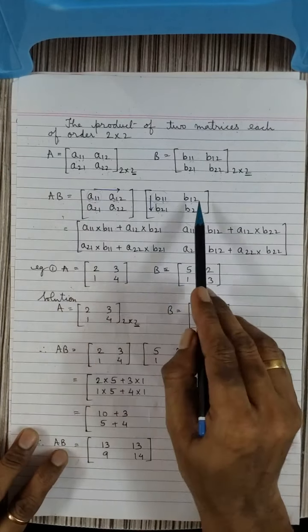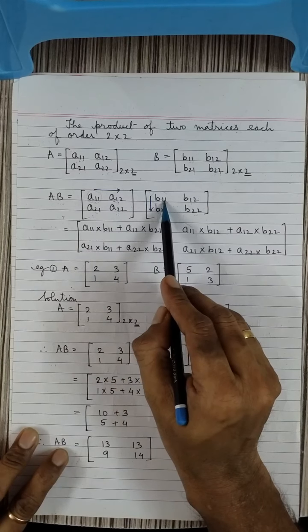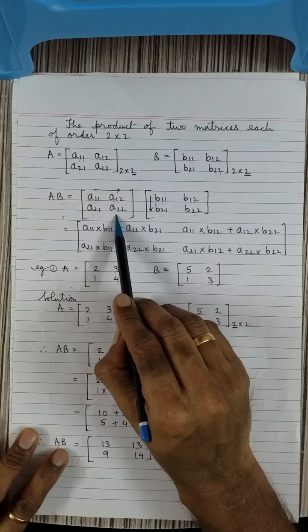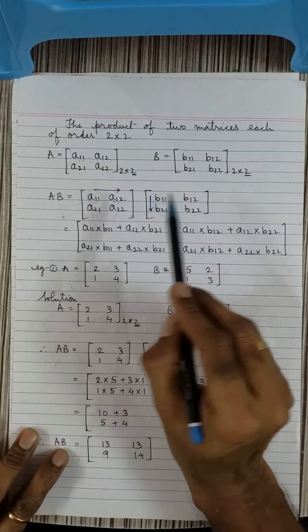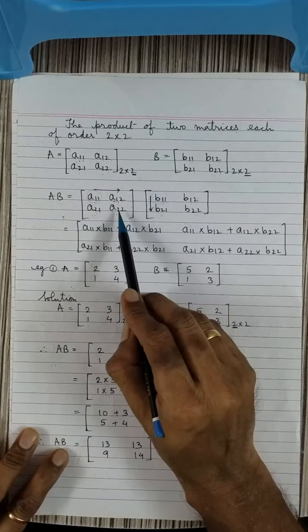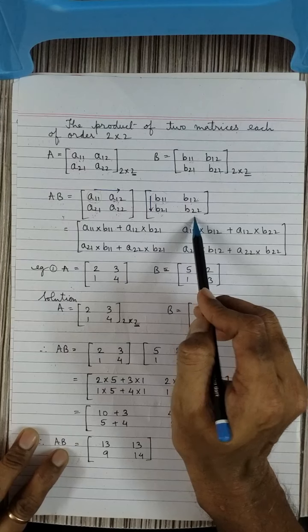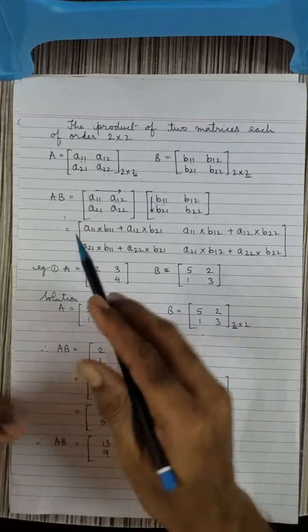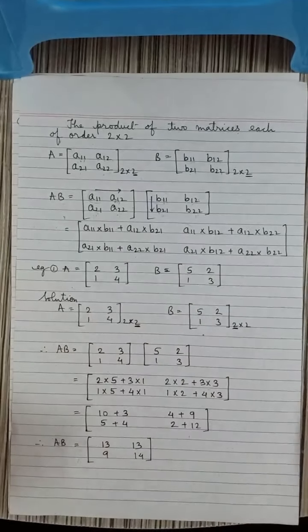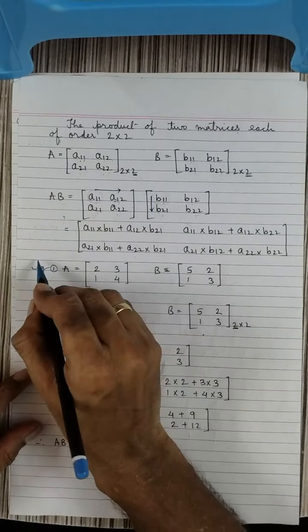So both the columns of the first row are over. Now the second row, A21 into B11 plus A22 into B21. Then A21 into B12 plus A22 into B22. It is confusing when you see it in this form, but when you see the sum, it becomes very simple. So I will take an example.